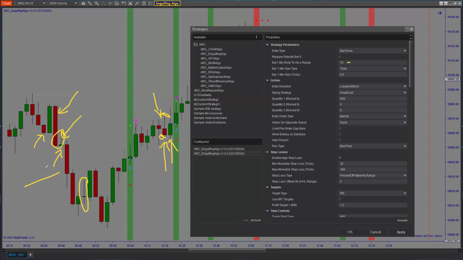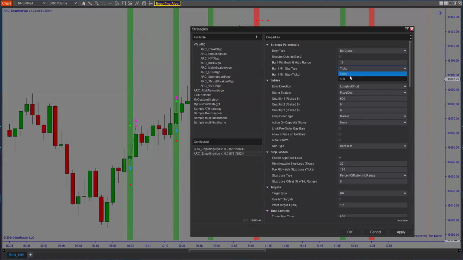Notice that you did not get a signal short here, even though technically that was engulfed, right? So there are some filters in play so that you don't take every trade, because it's never a good thing to take every trade, right? All right, so ticks or ATR, whatever you want to do there.